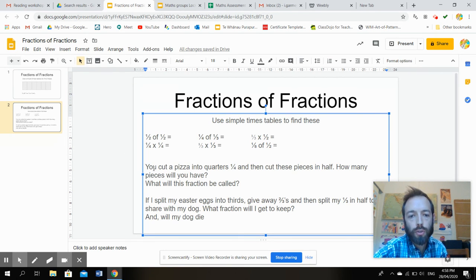And so I've got 2 stories here for you to finish with. I finished with a morbid joke about whether or not your dog will die. So hopefully, by the way, don't feed your dog Easter eggs.